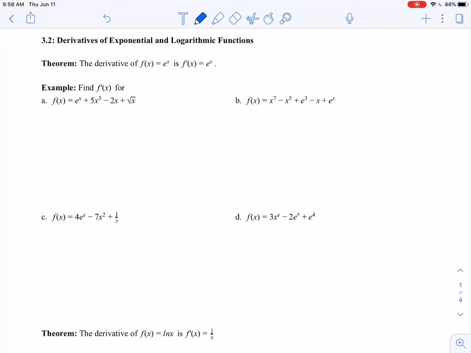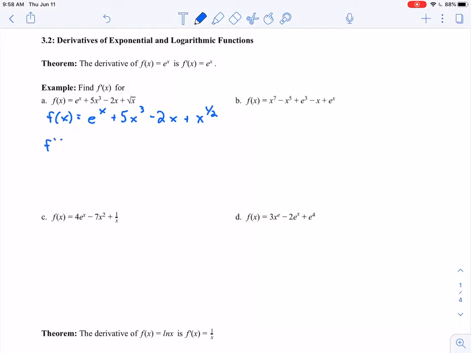If you have anything like this square root of x, I'm going to take just a moment to rewrite that so that I have f of x equals e to the x plus 5x cubed minus 2x plus x to the 1/2, just so that I have that written as x to some power, and I can use my power rule on this. And again, notice I haven't actually taken the derivative. All I did was rewrite it, so I still need to use my power rule.